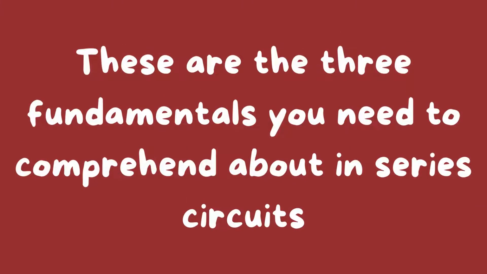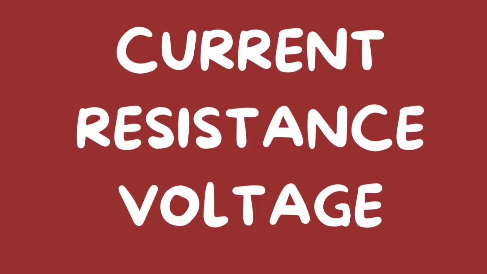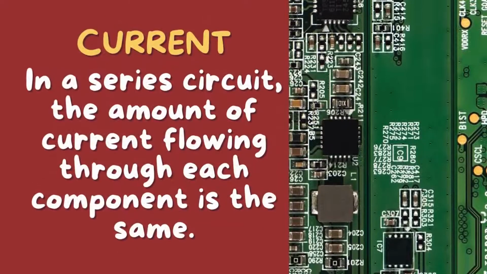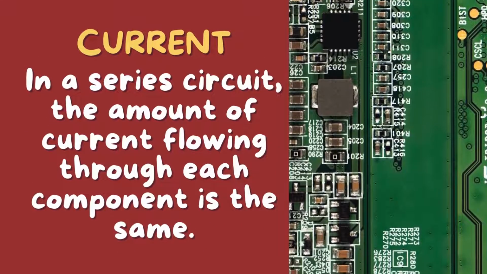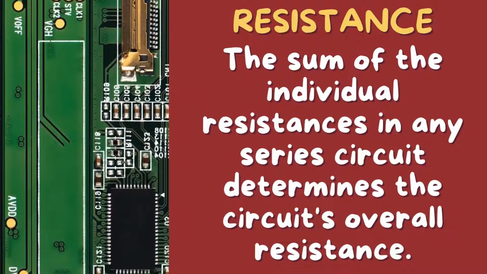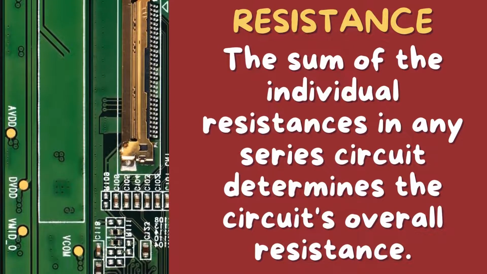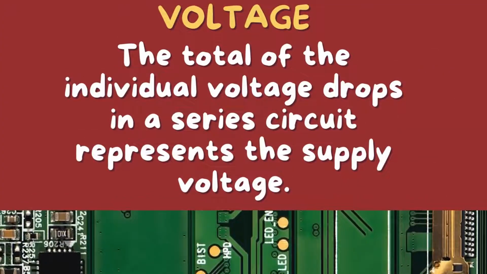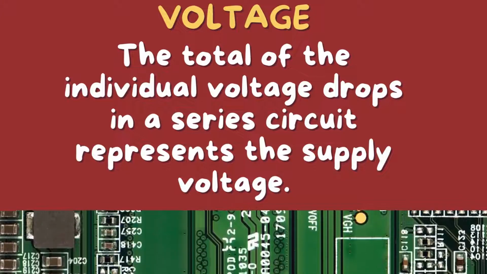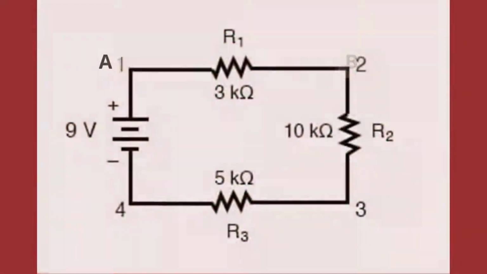These are the three fundamentals you need to comprehend about series circuits: current, resistance, and voltage. Current: in a series circuit, the amount of current flowing through each component is the same. Resistance: the sum of the individual resistances in any series circuit determines the circuit's overall resistance. Voltage: the total of the individual voltage drops in a series circuit represents the supply voltage.